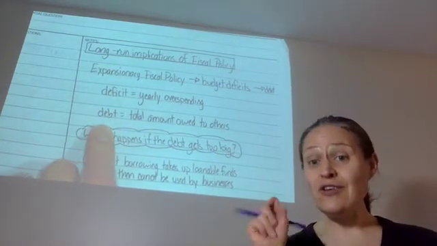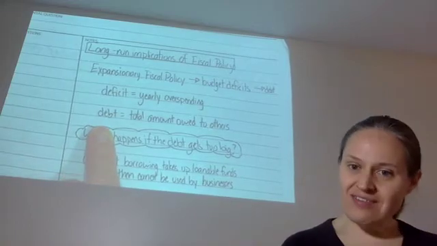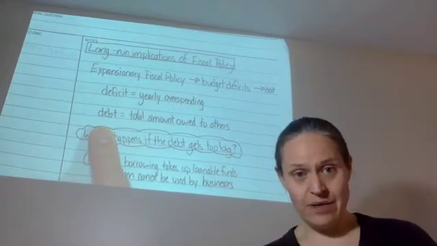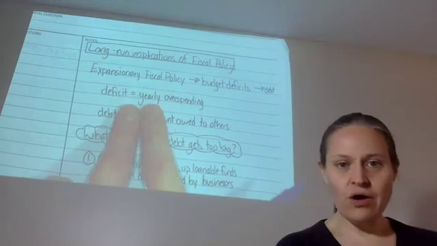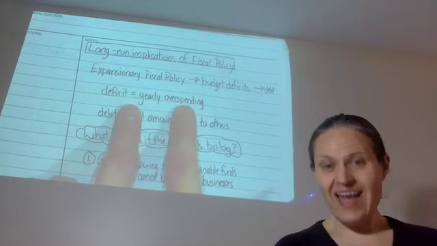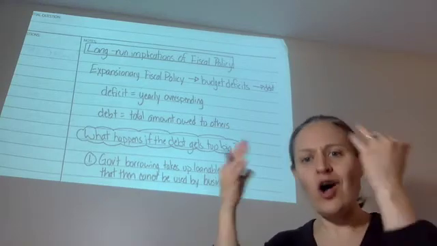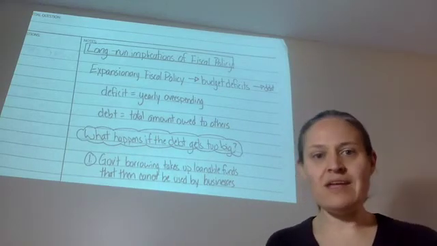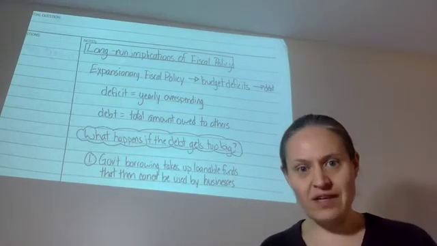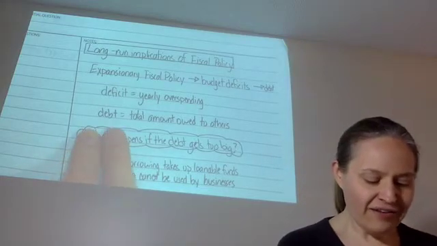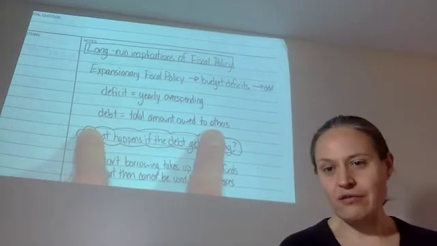Now, we need to know the difference between a deficit and a debt. A deficit is yearly overspending. That's if they took in $100 and spent $150. That would be a deficit of $50. A debt is the total amount owed to others.